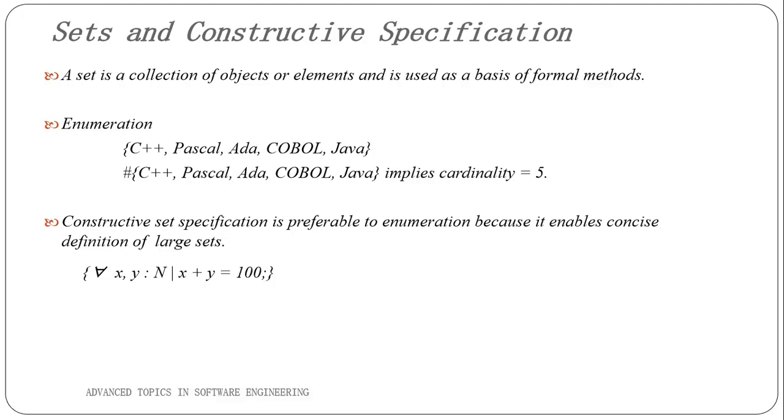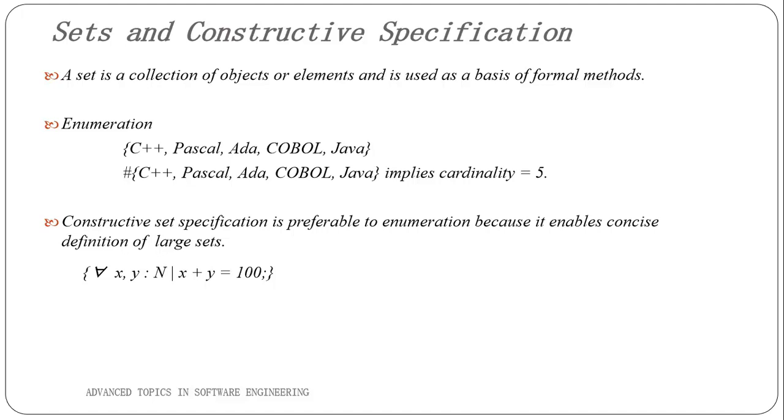Enumerations also deal with cardinality. For example, there is a set of programming languages like C++, Pascal, Ada, COBOL, Java. If I put a hash before this, that implies the cardinality of this particular set. Cardinality is basically the number of elements present in the set. In this case, we have a set of 5 languages, so the cardinality of this set is equal to 5.